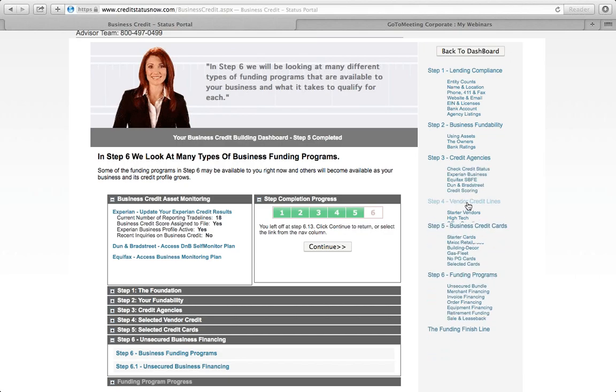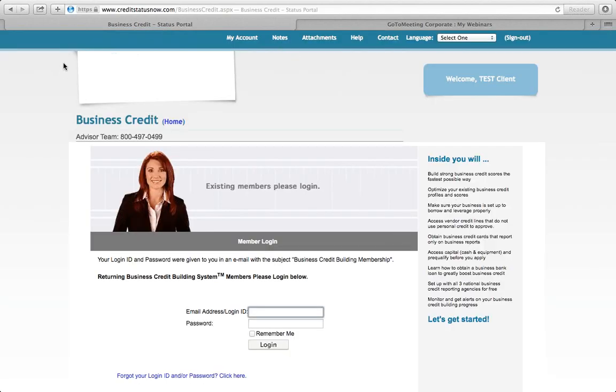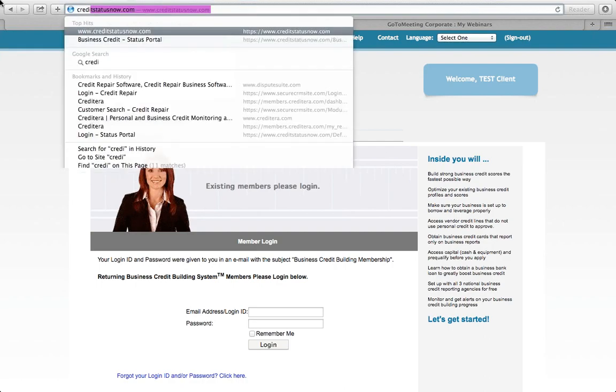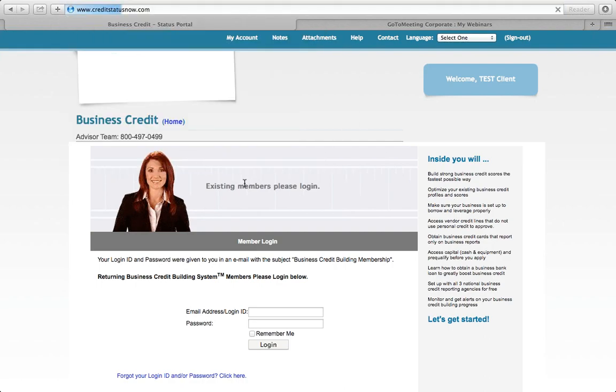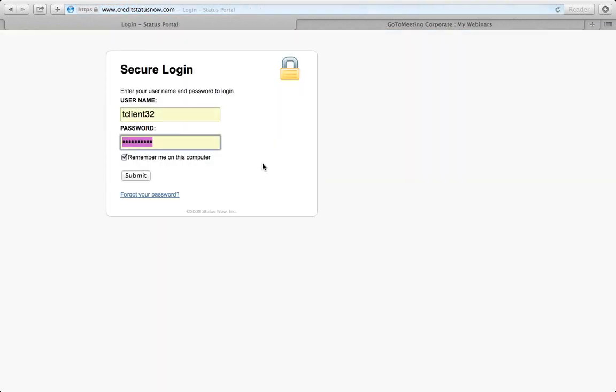So let's dive in. Step number 4. So we're talking about today about finding the trade accounts that your business really needs.